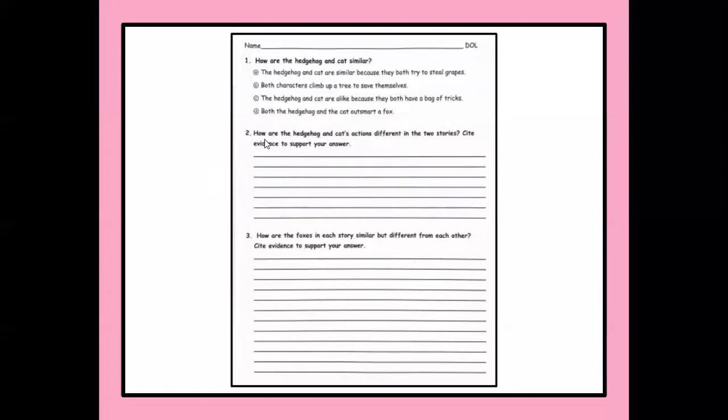On your worksheet, you are going to talk about how the hedgehog and the cat's actions are different in the 2 stories. Actions mean what is their trick. Make sure you use parts of the stories in your answer. The third question is, how are the foxes in each story similar but different from each other? So I just went over several ways that they are alike and different. You need to be sharing that with me here using parts of the story in your answer.